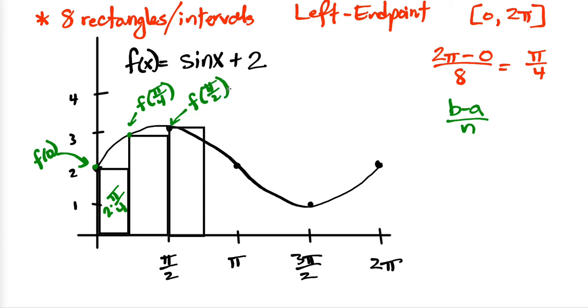Good. And then you guys most definitely start seeing the pattern, I'm guessing. I went from f of 0 to f of pi over 4 to f of pi over 2. Now this one's going to be f of 3 pi over 4. My drawing is much worse than that, though.